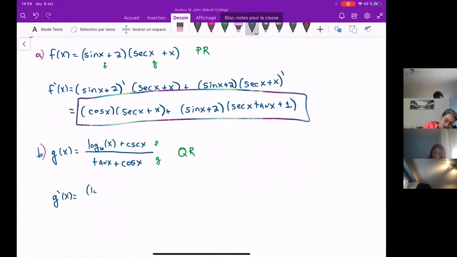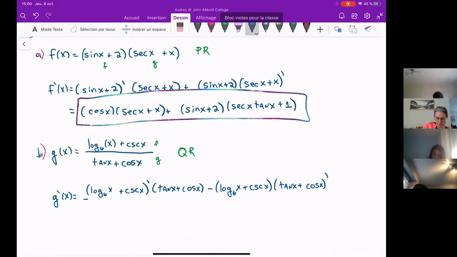The derivative of the top times the bottom minus the top times the derivative of the bottom, all divided by the bottom squared.